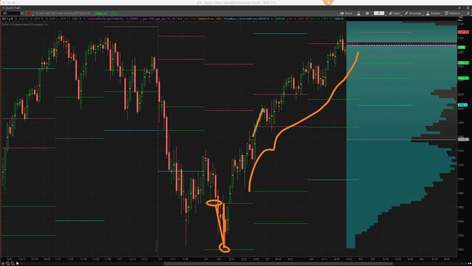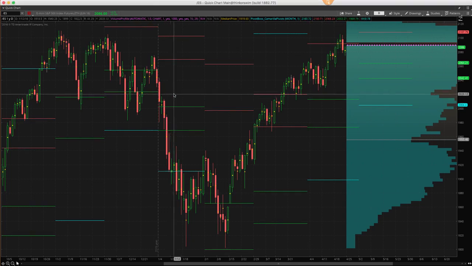But look at how price pushes through a pivot, comes back, and defends. Then pushes through a pivot, comes back, and defends. Right? I mean, sometimes it's uncanny how the market will react to some of these pivots. It's just impressive.